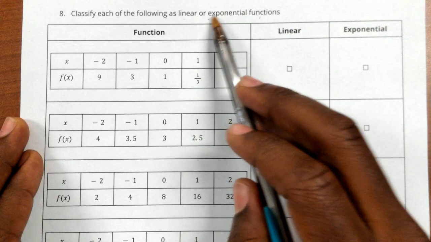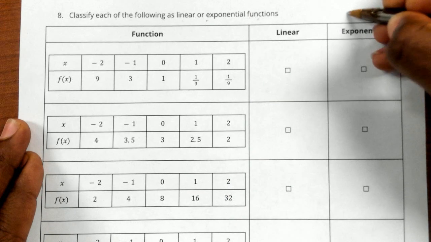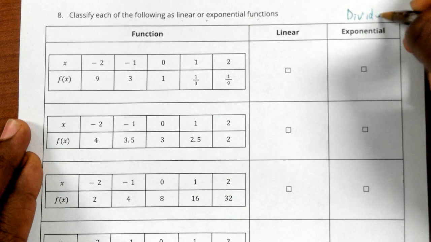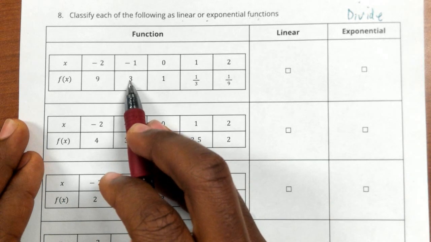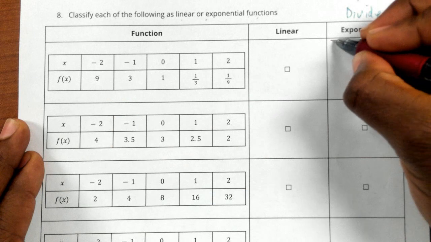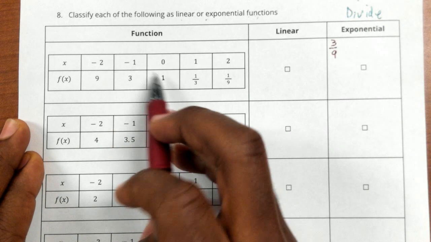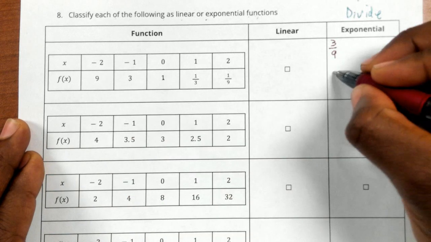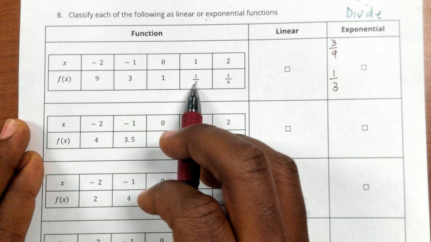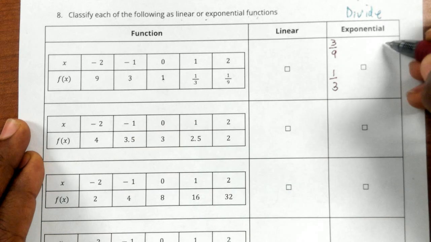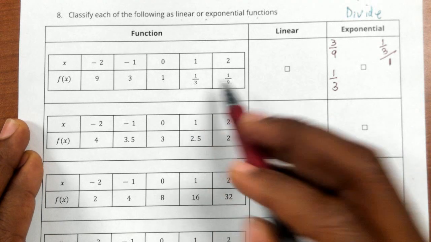To check for exponential, you're going to divide. You do the second number divided by the number that came before it, so 3 divided by 9. Then the third number divided by the number that came before it, so 1 divided by 3. Then the fourth number divided by the number that came before it, so 1 over 3 divided by 1. And so forth.